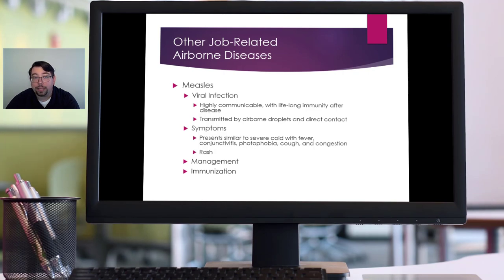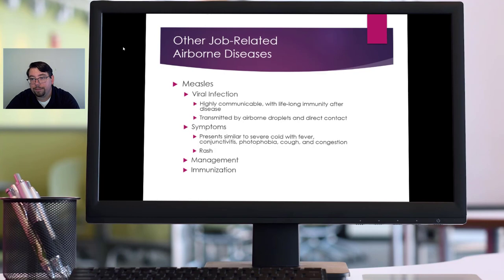It's transmitted by airborne droplets and direct contact. Most of the symptoms are going to present similar to a severe cold with a fever. They may also have some photophobia, light sensitivity, cough, congestion, and a rash as well. The best thing to do for this is to go ahead and get the vaccine. That's the biggest thing you could do to help prevent this. But we know that folks aren't getting vaccines like they used to because of the myth of vaccines causing autism. And so we may have rising cases of this as we continue to move forward because people are not taking the immunization process and the protections it gives us seriously.